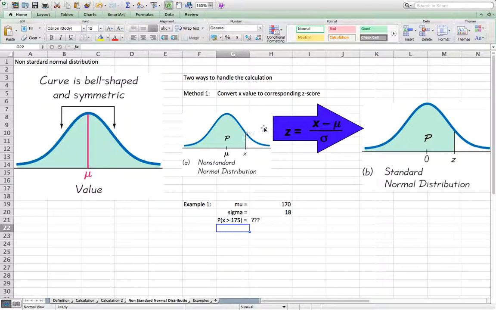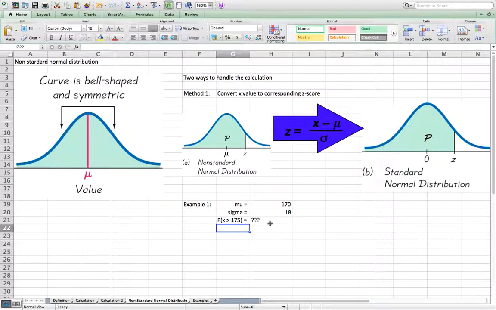Now, by this conversion, I change it to what is the probability that a random pickup z-score were less than this given z-score. Those two probabilities are the same. So there are two ways to do this. As I said, the first method is to calculate the corresponding z-score.